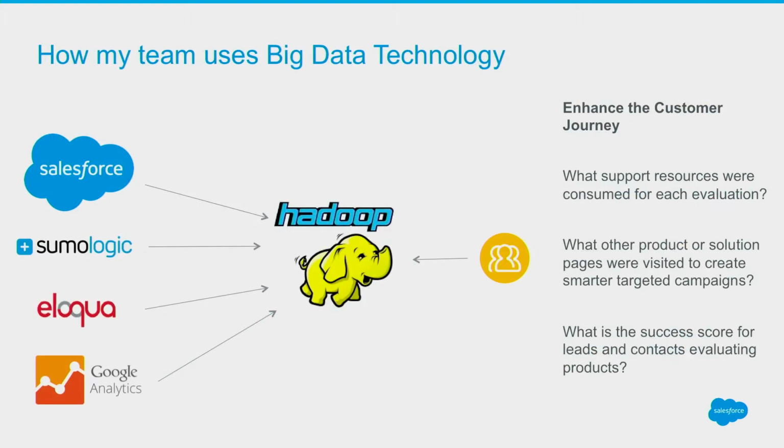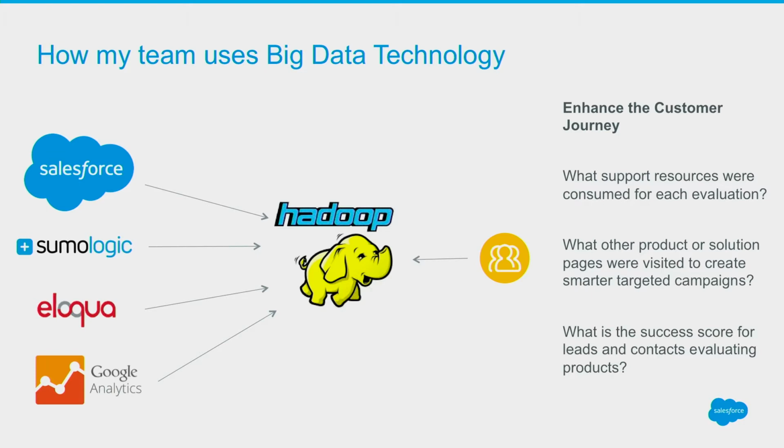All right, so how does my team at Progress use big data? We use a Hadoop cluster, and we're actually loading a bunch of customer and marketing data and application user data from different systems we have. We're a Salesforce shop. We have Sumo Logic for cloud logging. We have Eloqua for our marketing activity data. And obviously, Google Analytics is how we track our web visits and digital presence. So we bring all that data into this Hadoop cluster, this data lake. We're just bringing raw objects in.